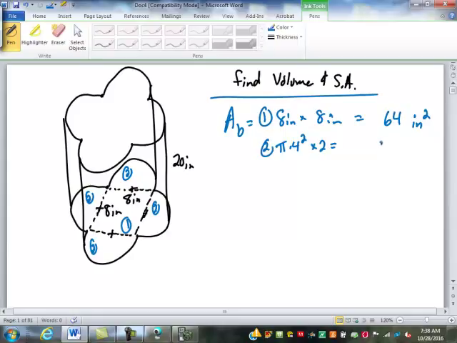Ends up being 100.48 inches squared for the circles, correct? So 164.48 inches squared is the area of our base.